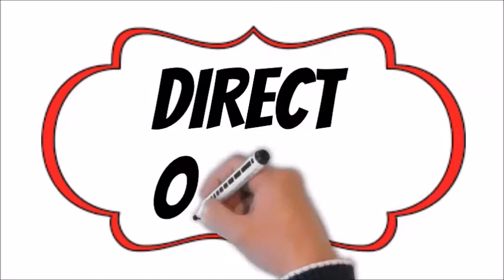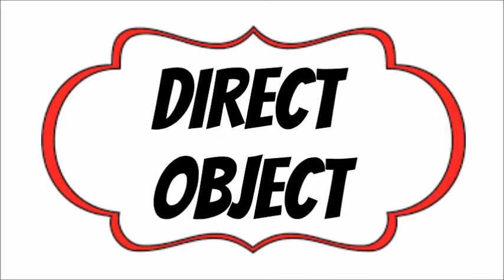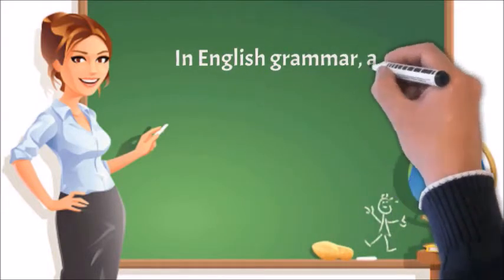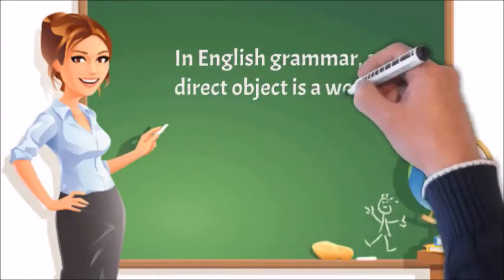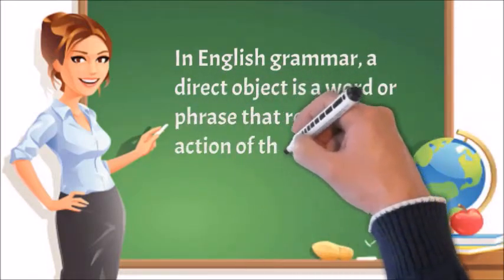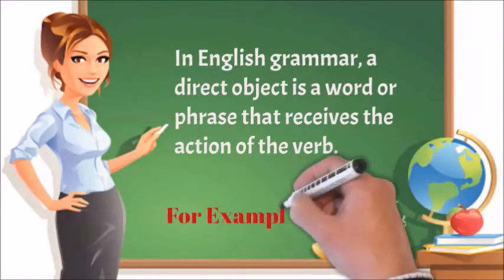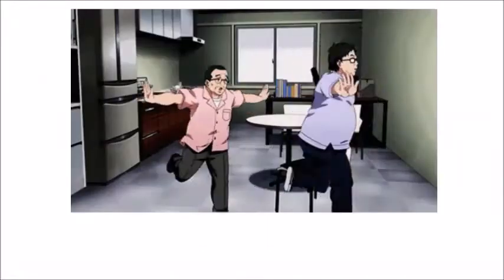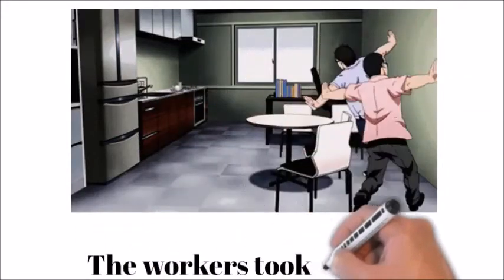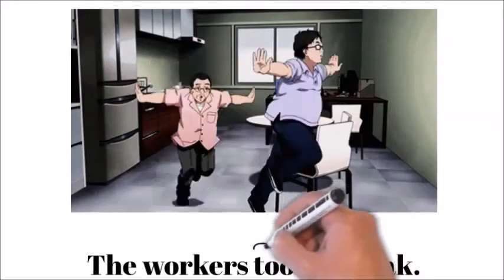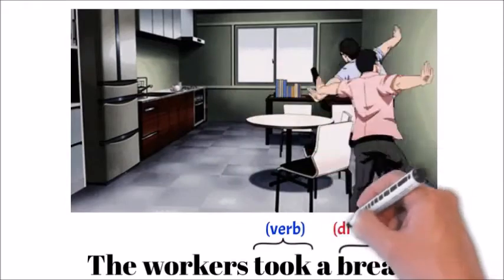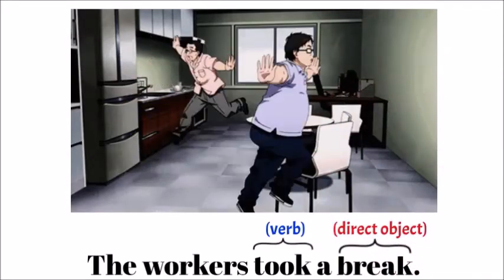Let's look at the direct object. In English grammar, a direct object is a word or phrase that receives the action of the verb. For example, the workers took a break. In this sentence, took is the verb and break is the direct object.